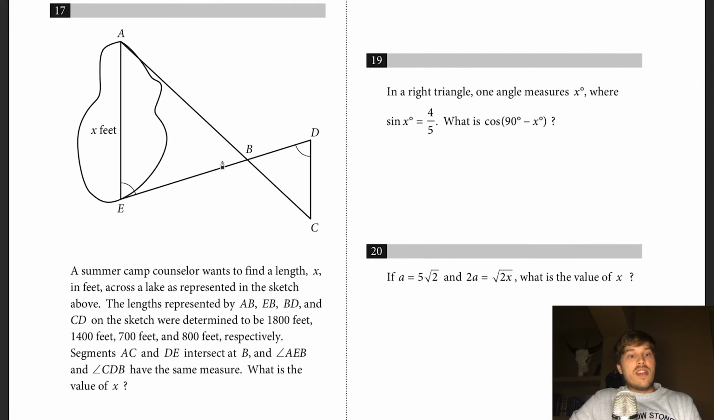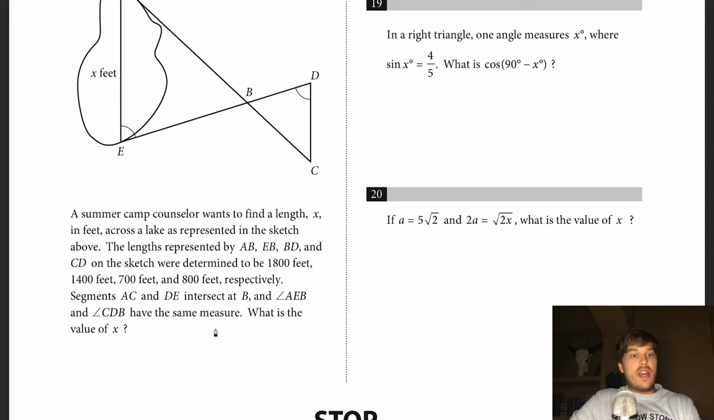All right. What's number 17 say? It says, what is the value of x? Okay, so we have this contraption. We need to know this length. What other info do we have? We're told that given all these lines, they're determined by 1,800, 1,400, 700, and 800 feet respectively.